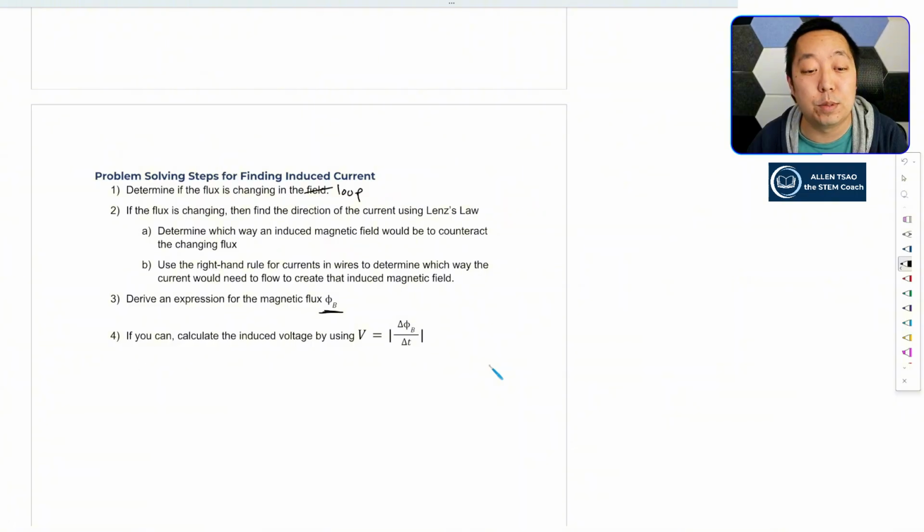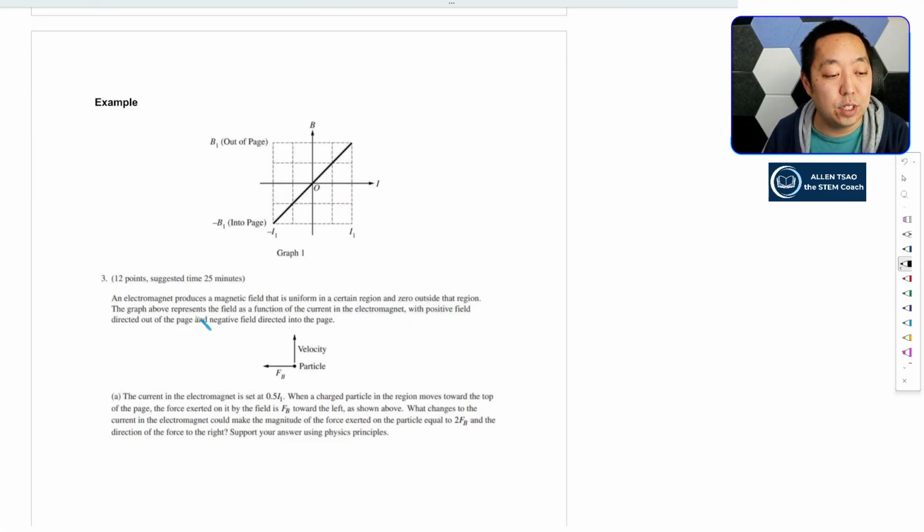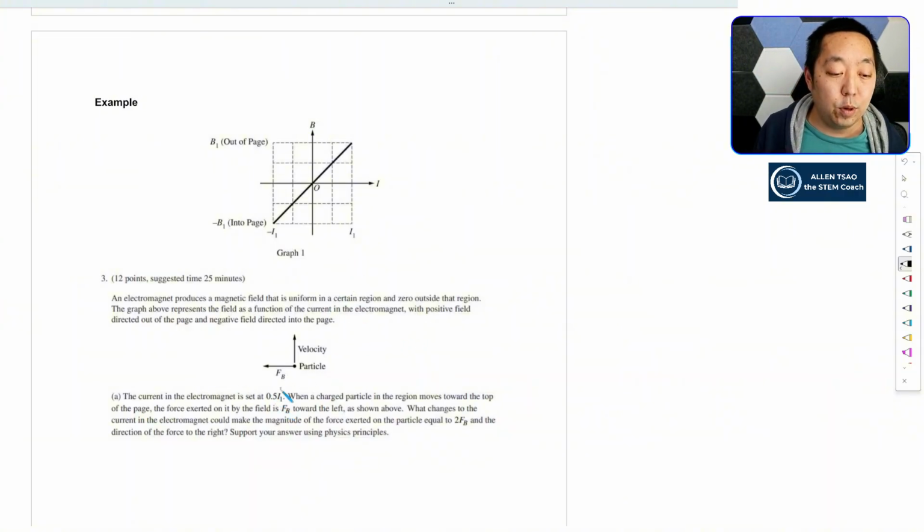Okay, so that's our problem-solving steps there. So let's look at a few example problems. If an electromagnet produces a magnetic field in a uniform region, outside the region, the graph represents the field as a function of the current in the electromagnet. The current is set at 0.5 I1.